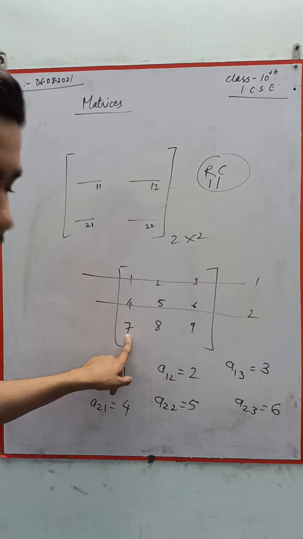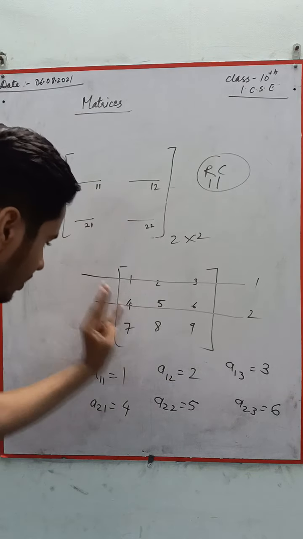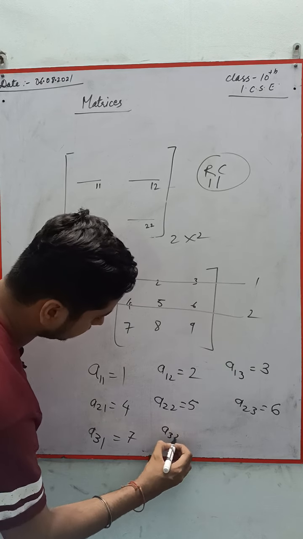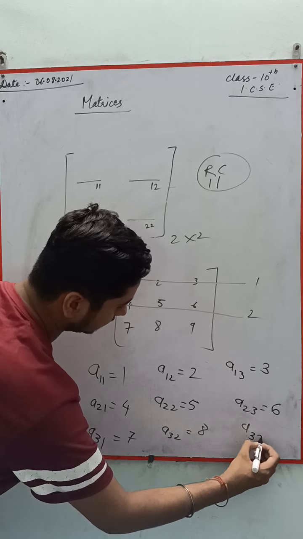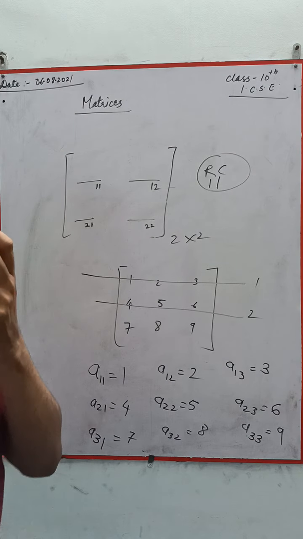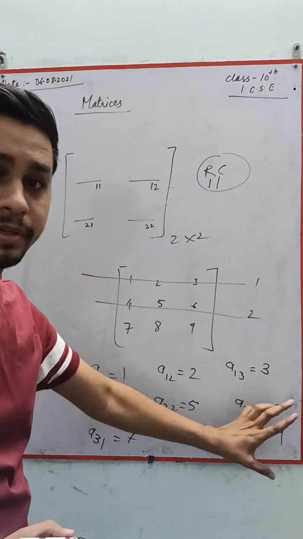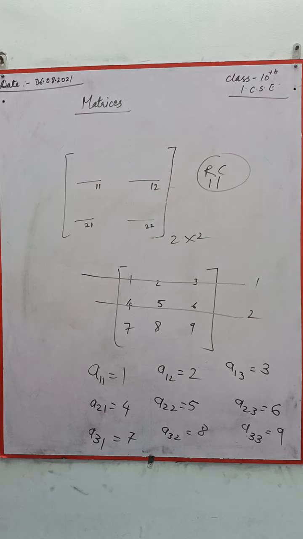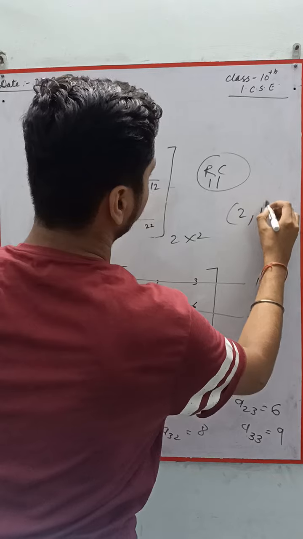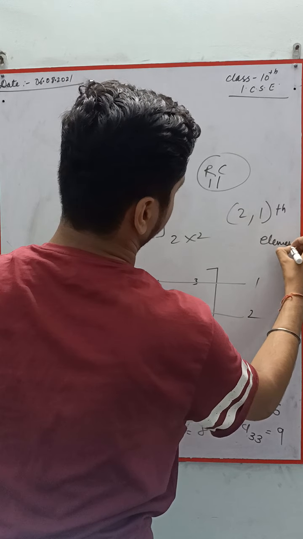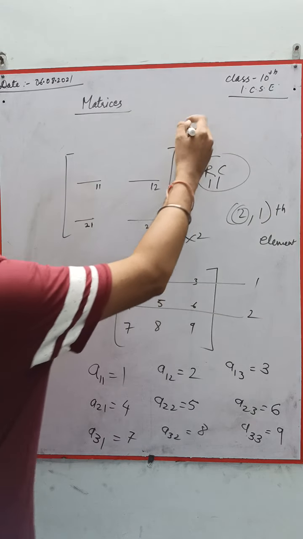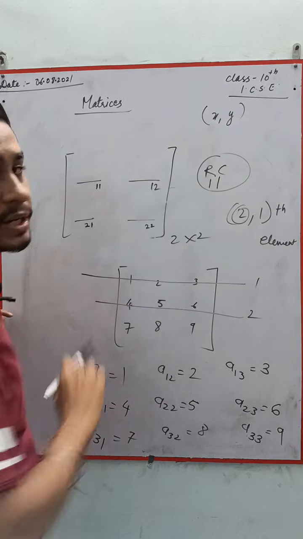Now this is placed on the third row, first column, so it is A31. This is A32 and this is A33, which is 9. So I hope you have understood the position of elements properly. Now in the question, maybe you will be asked in such a way that 2 1th element. Now what do you mean by 2 1th element? Always consider, see, in coordinate system we always consider abscissa and ordinate x y.